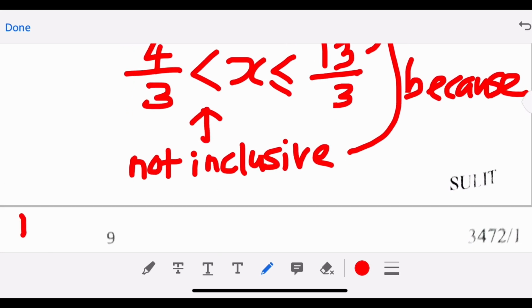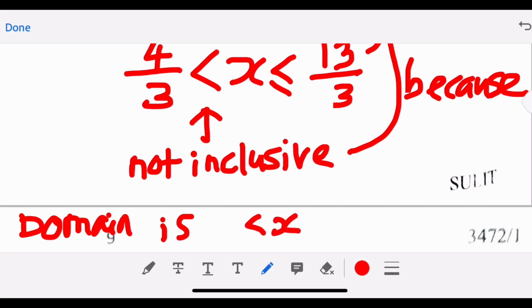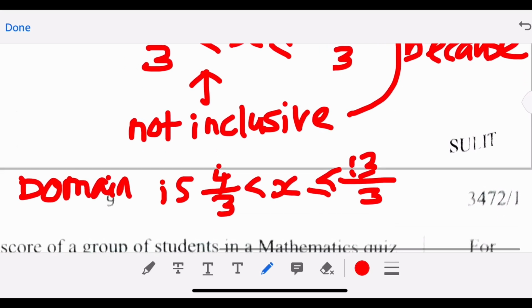So again, this is the answer for the question asking for domain. The domain for this question is x more than 4 over 3 and less than or equal to 13 over 3, right? So you need to state the answer in this form so that the question will be completely answered by you. Okay, so this is the answer for the domain. Now we'll proceed to another question.